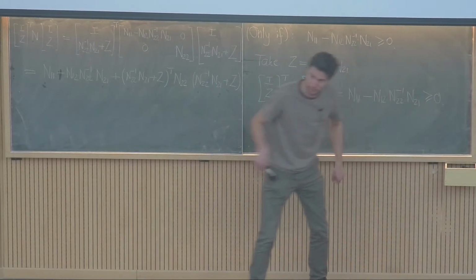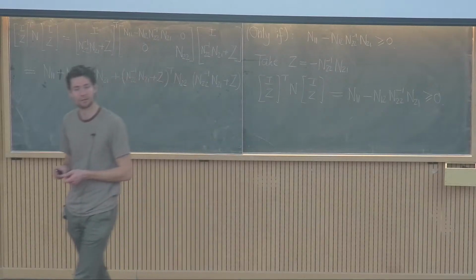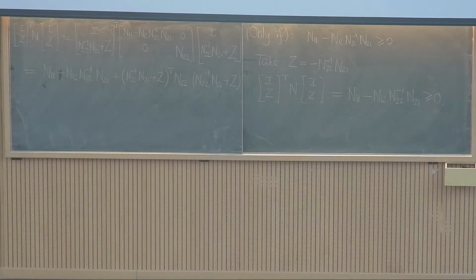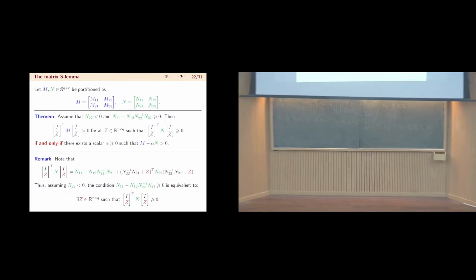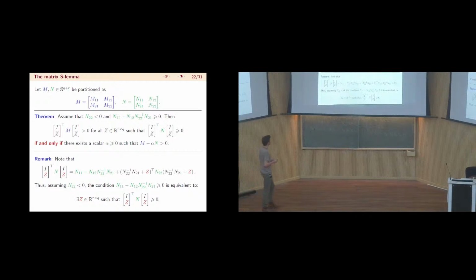That was assumed to be positive semi-definite, and voila, we have a solution. So indeed, the Schur complement is positive semi-definite if and only if there exists this matrix Z satisfying this quadratic inequality. No? Okay, good.